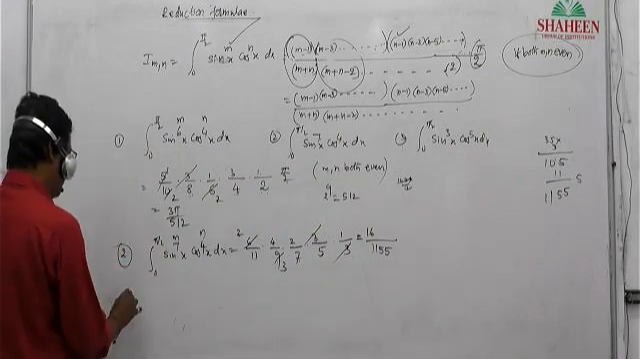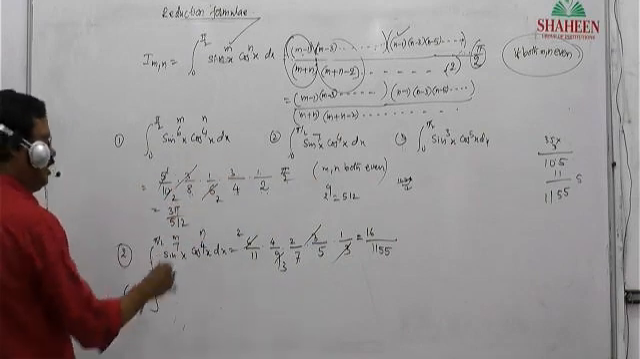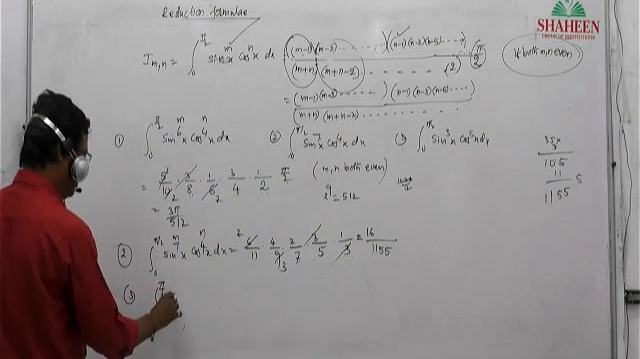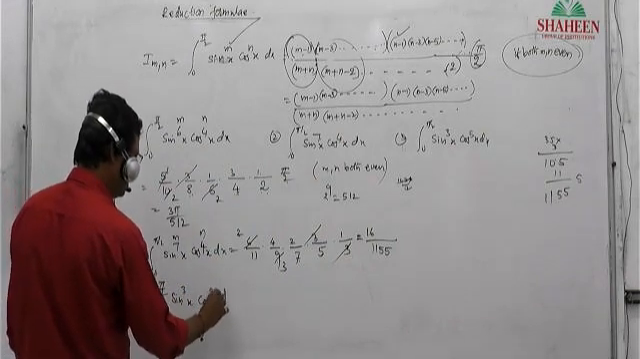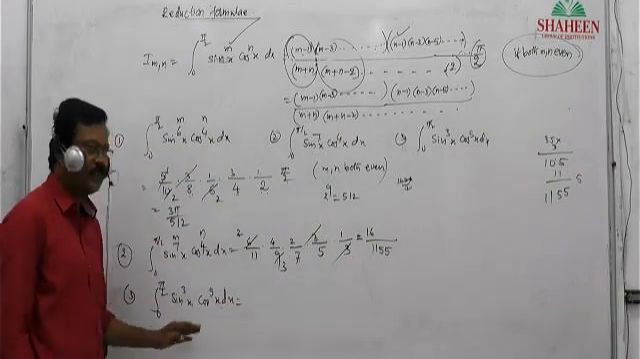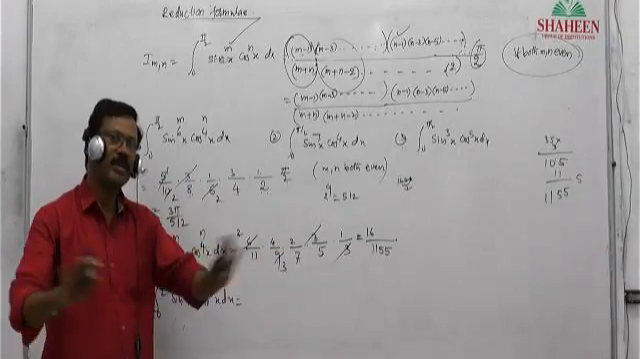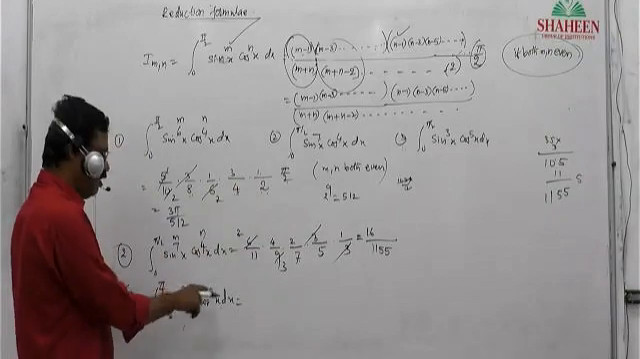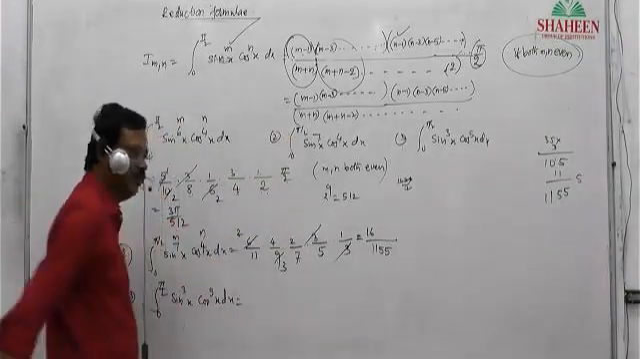And again, third one. What is the third one? 0 to pi by 2, sine power 3, cos power 5. Now in this also, the last number is not 1 by 2. Maybe the last number is any number, but not 1 by 2. Confirm? Not 1 by 2. Why? Both are not even. Only when both are even, 1 by 2 comes, then pi by 2.